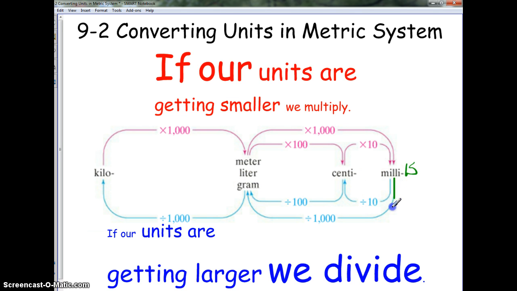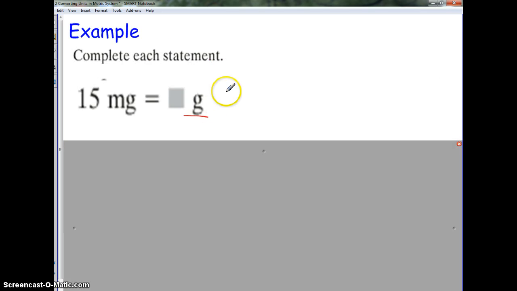So what we have to do here is go and divide by 1,000. Okay, so we have to take 15 and we need to divide by 1,000. Well, it's a lot simpler than that. We don't have to punch this into a calculator or anything like that.